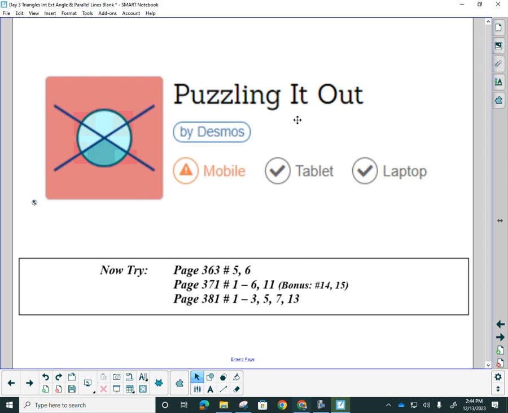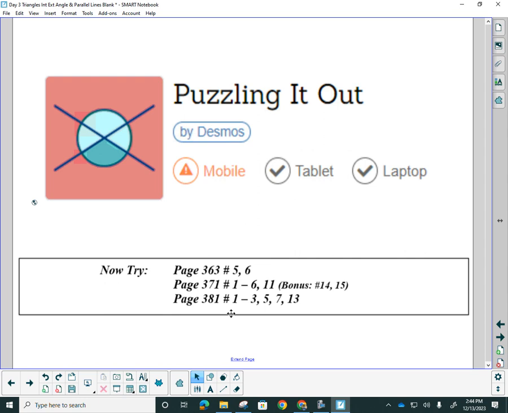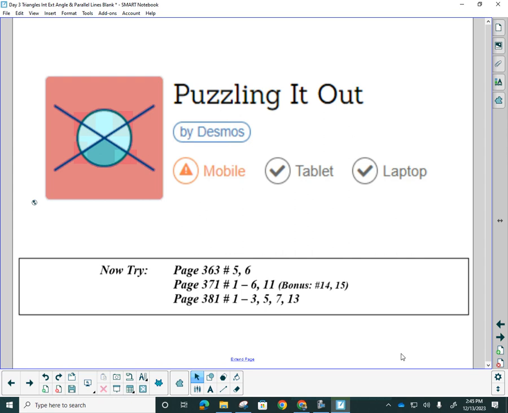So you can do that practice, the puzzling out. You could do the practice in the Desmos activity here, or you can do some textbook work. Either way, it's good to practice so that you're all set for our next day. Good luck.